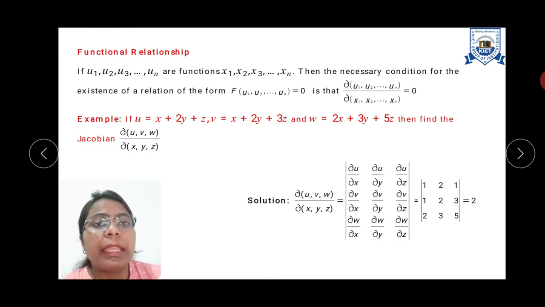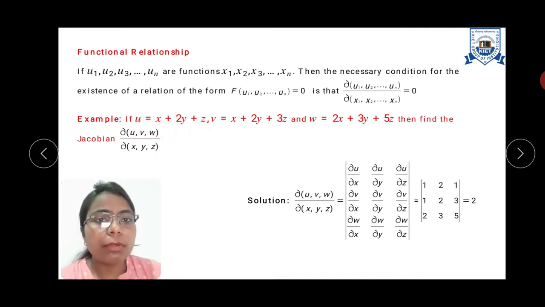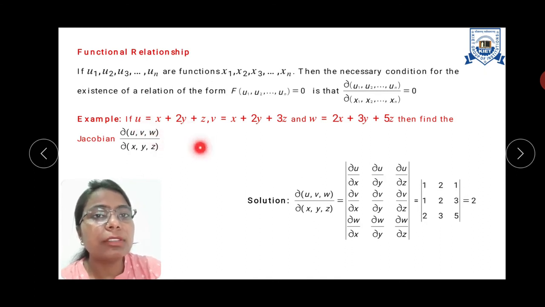And if u is equal to x plus 2y plus z, and we want to calculate the value of del u by del x, it means partial differentiation of u with respect to x. It can be calculated only if we differentiate u with respect to x and treat y and z as constants. So what is the value of del u by del x? Its value is equal to 1 plus 0 plus 0, that is 1.